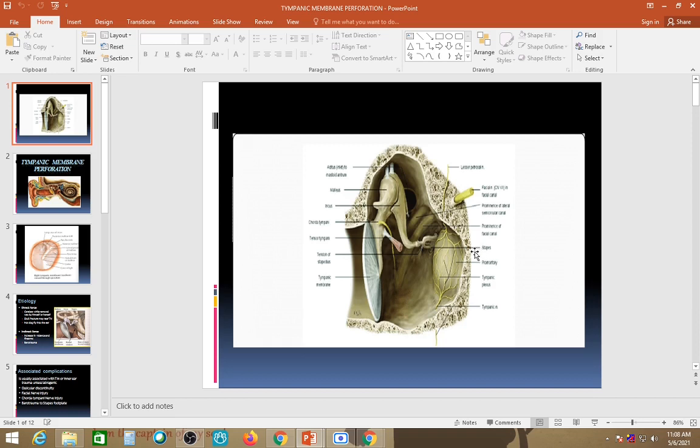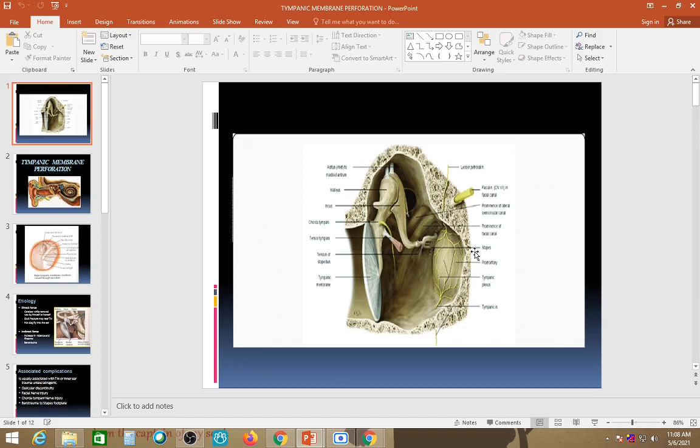Okay? These three bones protect our eardrum. That's why we can hear. The sound wave can flow into the ear canal and enter into the eardrum. And the eardrum is protected by these three bones.